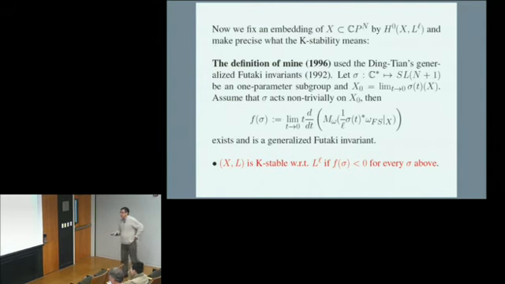Then the definition is: XL is K stable with respect to this particular embedding if this weight, this limit, is negative for every sigma, for every C star subgroup.